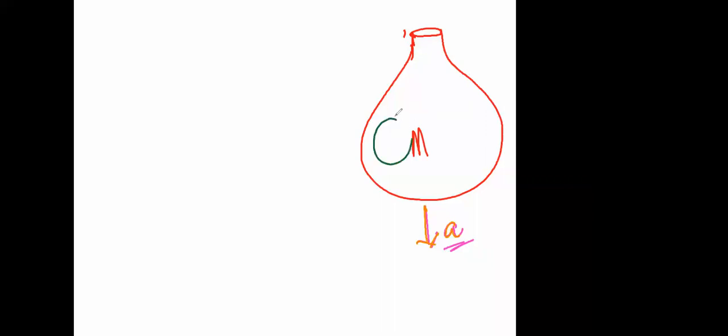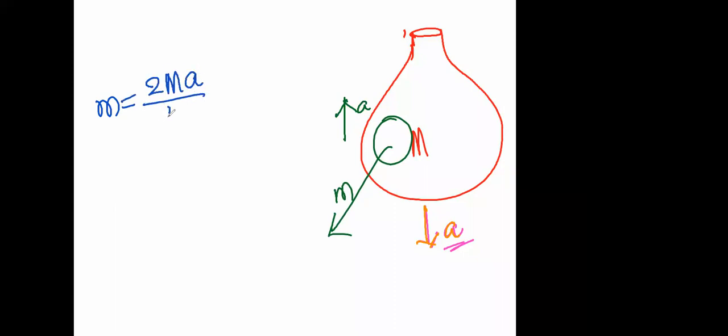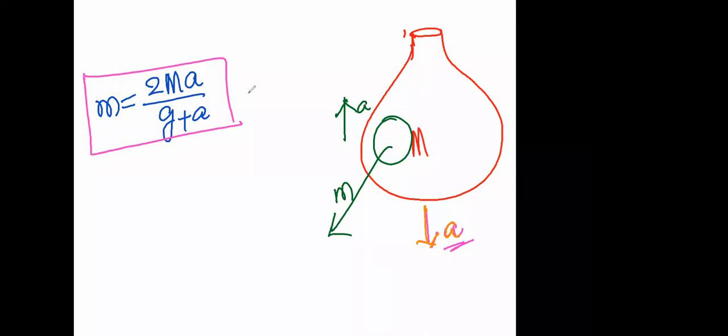On removing certain mass m from it, it has to move up with an acceleration a. How much mass is to be removed? The balloon has to move upwards with an acceleration a, then how much mass is to be detached from it? m is equal to 2Ma divided by (g plus a). The mass detached from the balloon is m equal to 2Ma divided by (g plus a), right?